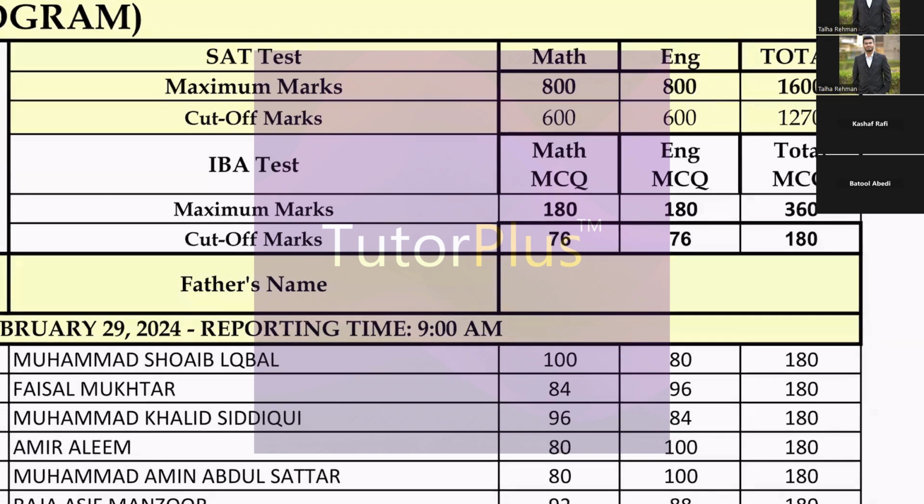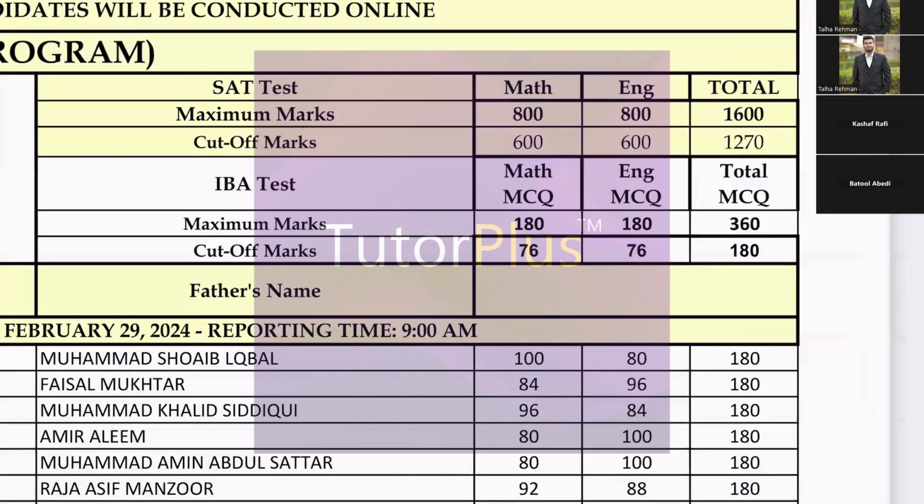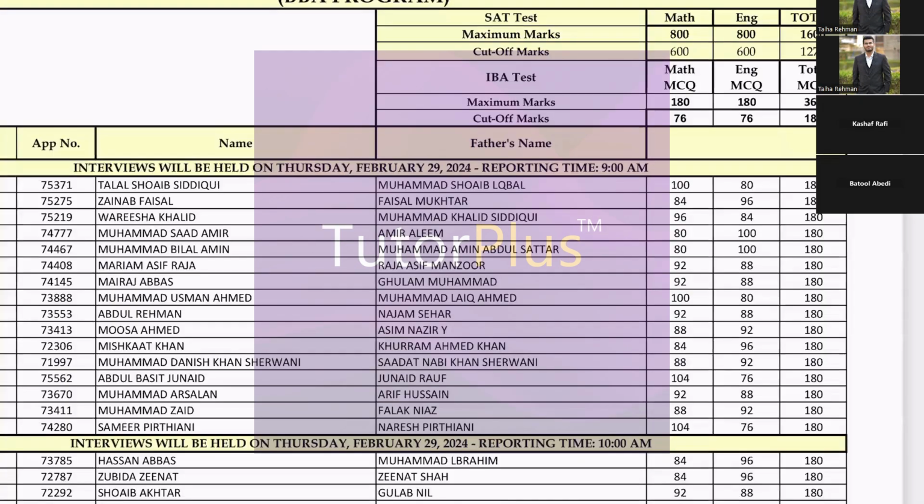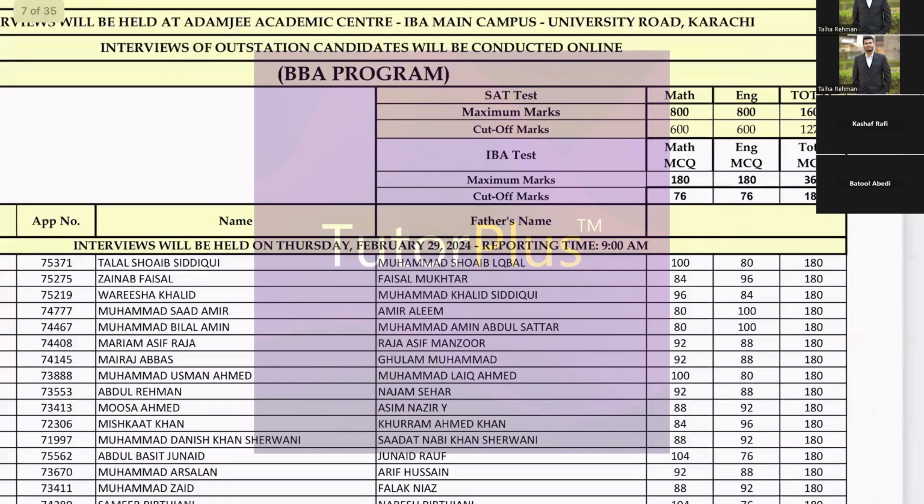And also, I would like you guys to notice that anybody who got a score of 176, that is two MCQs wrong, that person simply failed the test. So I'll put it here for the sake of clarity.